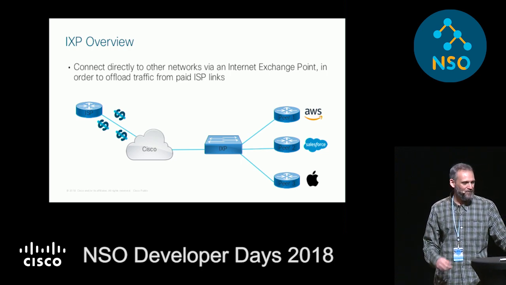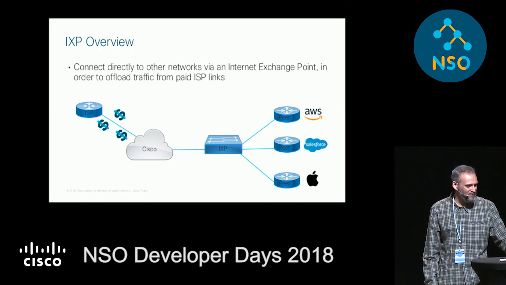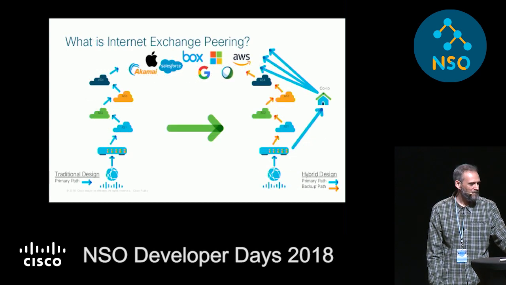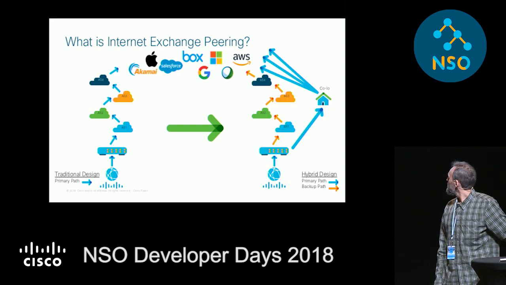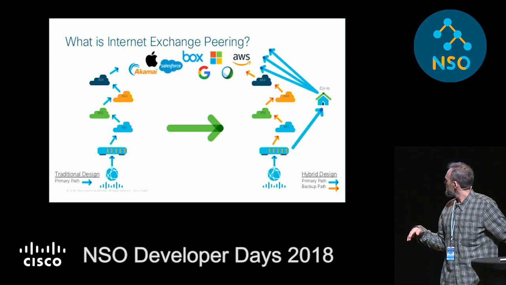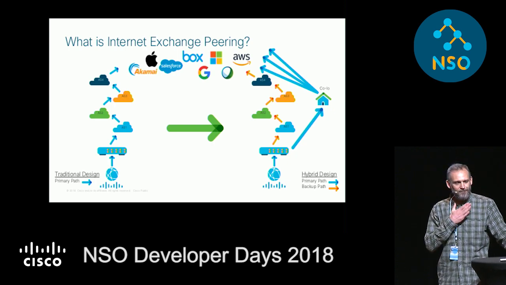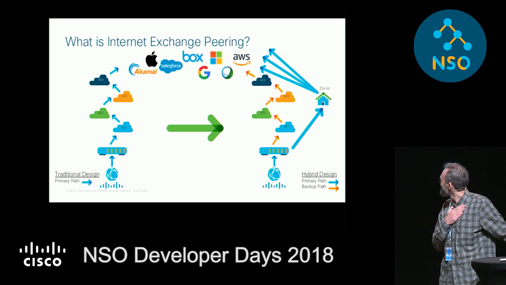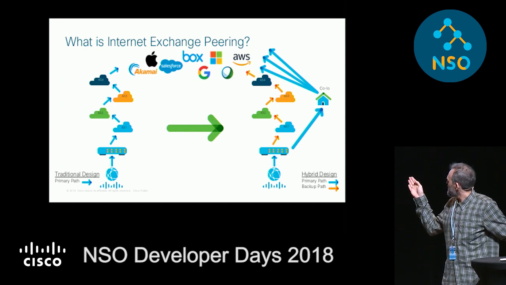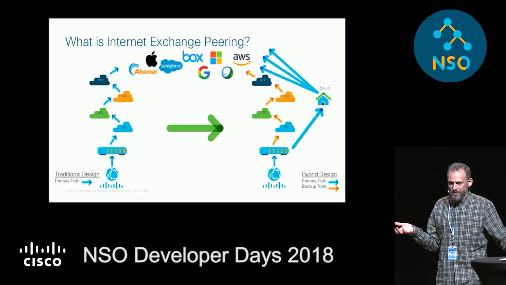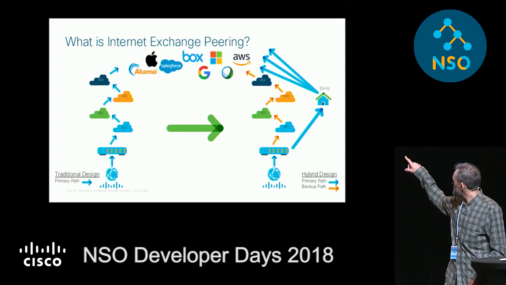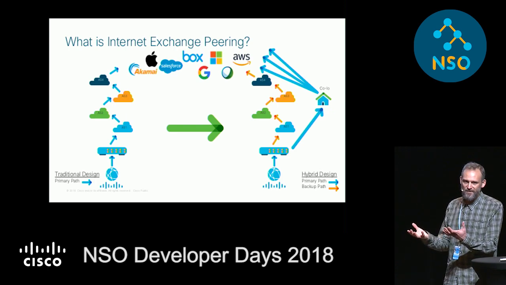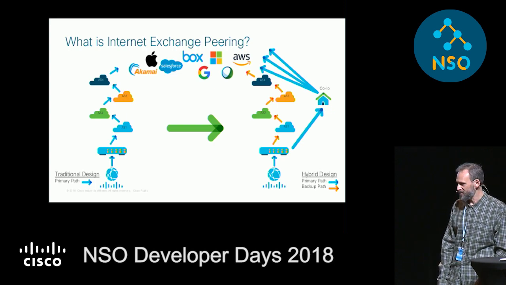Saving bandwidth on your ISP links. So this is another view of that. On the left-hand side, we've got the ISP traditional path, where when you're trying to reach those cloud services, you go over your ISP provider, you jump through the ASs, and then you reach the service. So you're going through the internet to reach those.